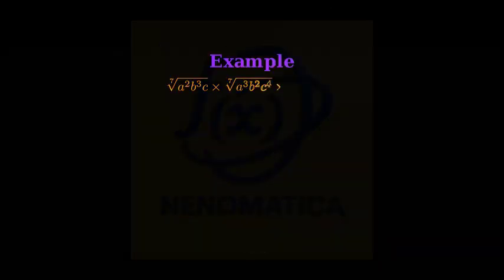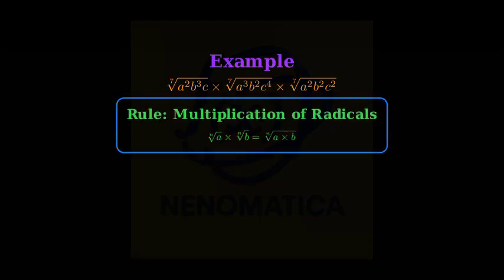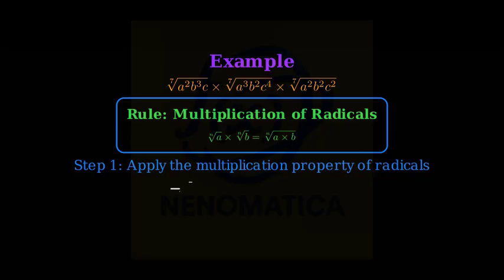We need to calculate the radical expression, the seventh root of a squared bc times the seventh root of a cubed b squared c to the fourth power times the seventh root of a squared b squared c squared. First, let's use a property of radicals. When we multiply radical expressions with the same index, we can multiply what's inside the radicals and keep the index the same. Next, let's multiply the expressions inside the radical.